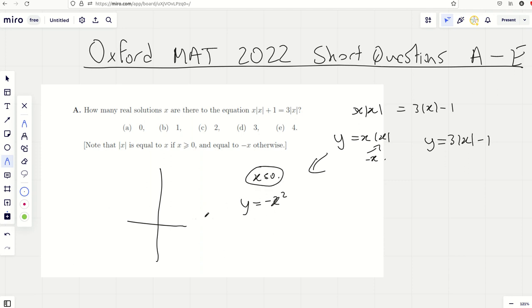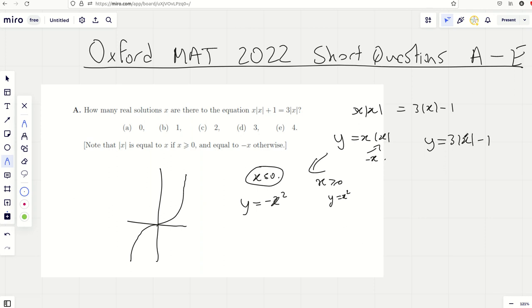So the y equals x mod x graph on this side is just going to look like y equals minus x squared. Whereas when x is greater than or equal to 0, you can just leave x as x, because mod x does nothing to it, so you can just look at the graph of y equals x squared. So that's just going to go up like that, yeah?